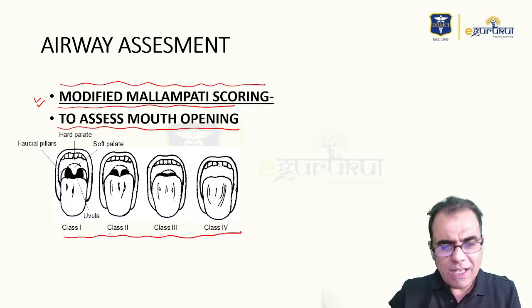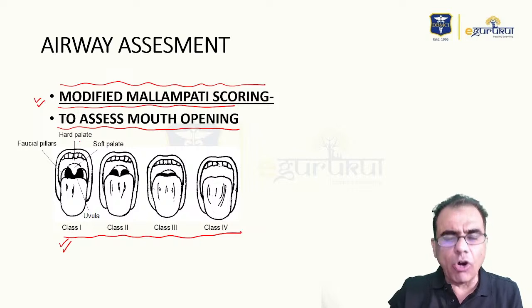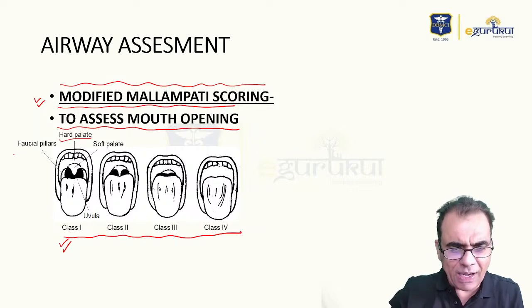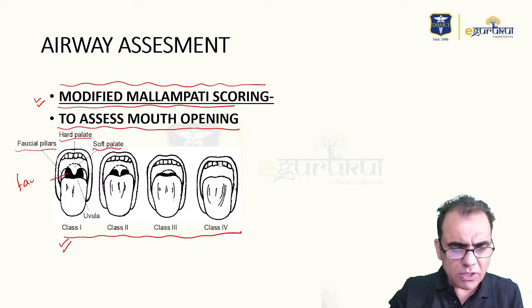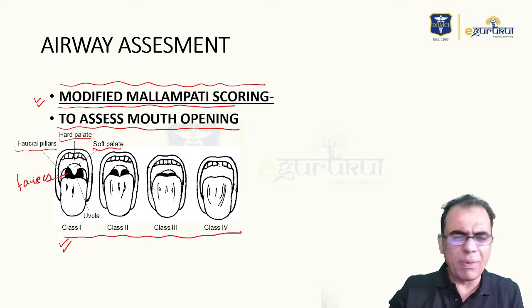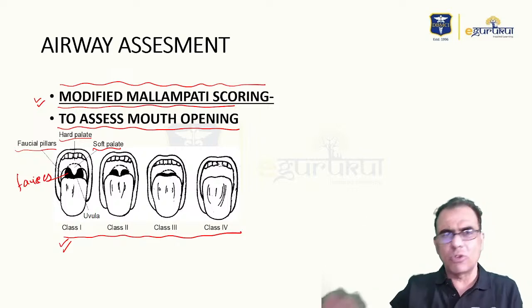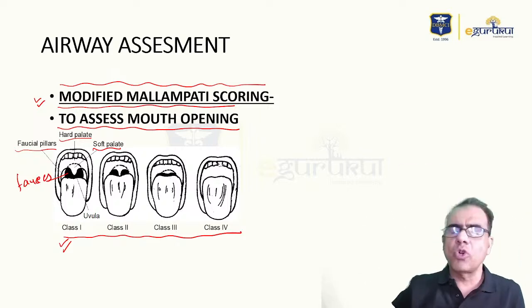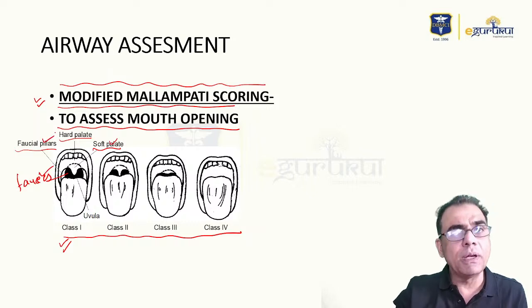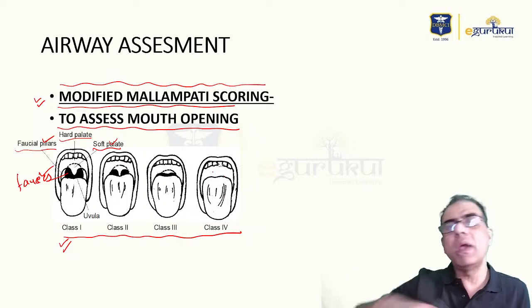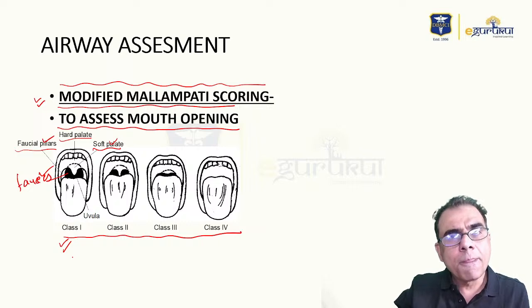So you can see in class 1, you can see all structures. You can clearly see the hard palate, tonsillar pillars, soft palate, and the fauces. All things you can see. No need to remember, and they don't ask that much detail, but for your understanding, mouth opening is adequate, that is why you are able to see the fauces, soft palate, or tonsillar pillar. Grade 4, nothing is seen. No structure is seen. So if no structure is seen, how will you be able to intubate orally?